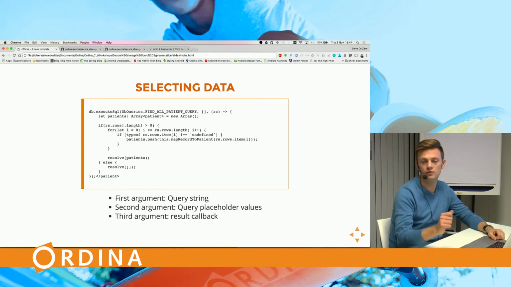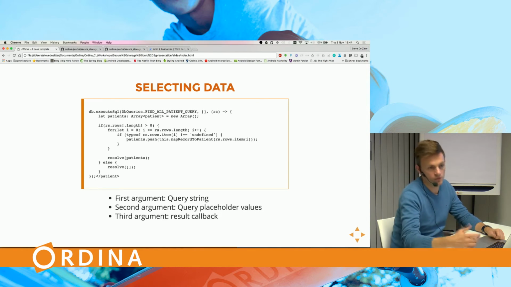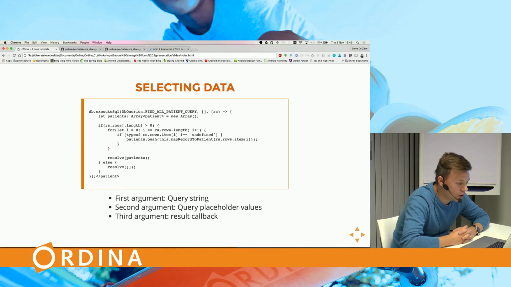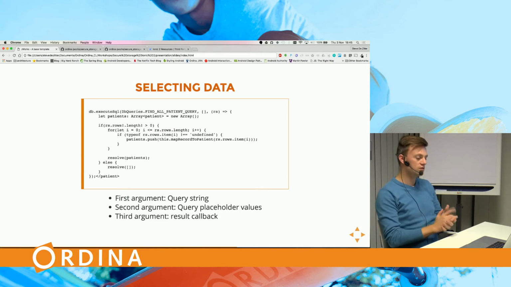So in your query, I will show you later in the code, you can put question marks so that you don't have to concatenate your string with those values. And the second array is used to supply values for those question marks. And the third one, the argument, is a callback, which will give you the result set and which you can loop through, and you can map your records from the result set to your actual objects that you want to put in an array or whatever and display on screen.